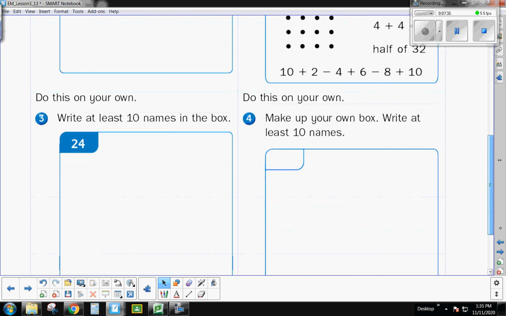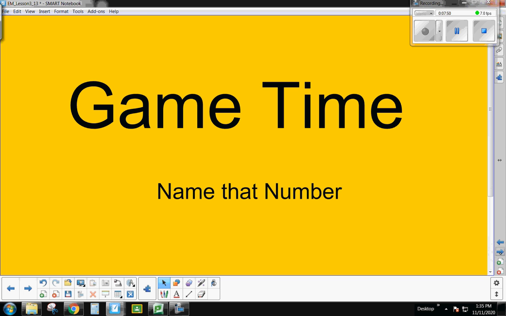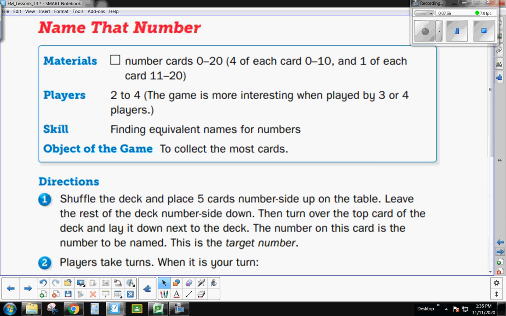Okay, now, how about if instead of pausing the video and doing this, I explain a game that we're going to learn how to play, and then you can go back and do this page. Today we are going to learn a new game called Name That Number. Now here's how this game is played. I love this game. We actually play this game sometimes at my house with my family just for fun.